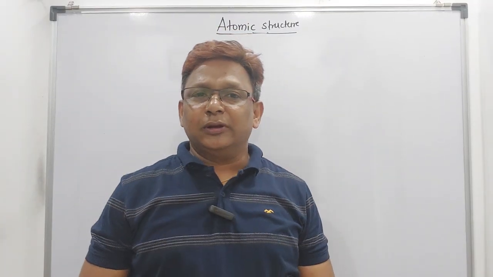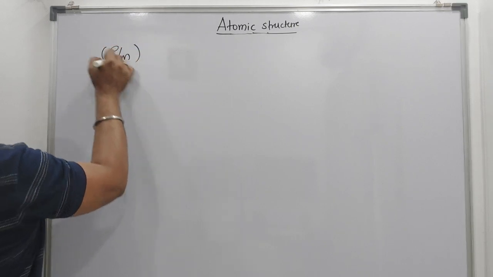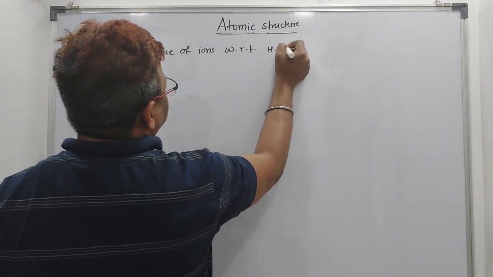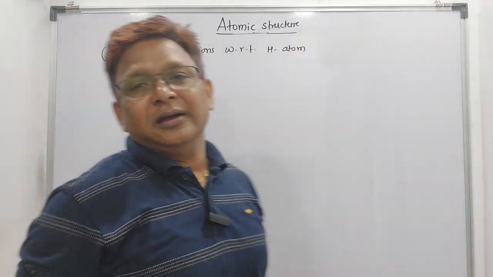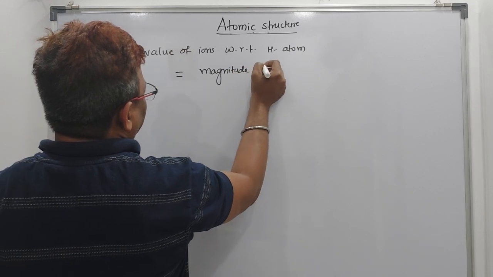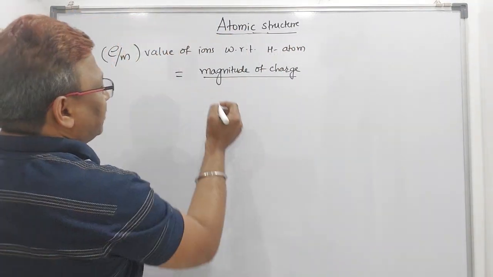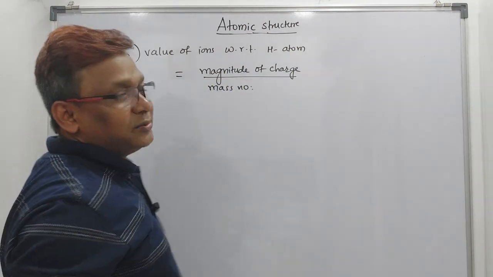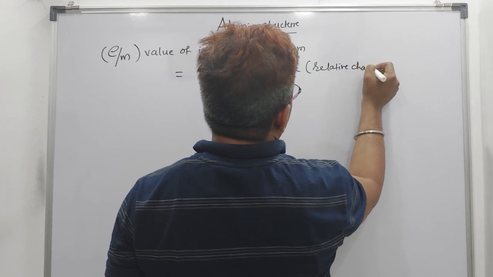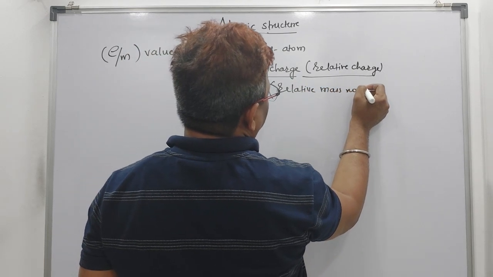It's good. Beta, now I am going to tell you how to calculate the e by m value of ions with respect to hydrogen atom. See here, the e by m value of ions with respect to hydrogen atom is equal to, whatever ion they give, first of all you have to write the magnitude of charge by mass. So we should write the relative mass, or we can say the mass number. Magnitude of charge means the relative charge, and mass means the relative mass number. Write down the formula, beta.